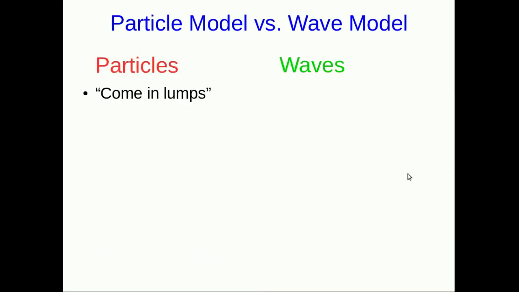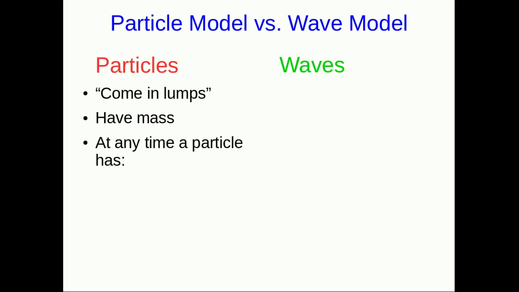Before we get into this, we should remind ourselves of these two models, and particularly the wave model, because it's been a little while since we've looked at it, and a reminder would be a good idea. So particles are things that come in lumps, right? They come one at a time, but you can't split them into smaller pieces. All the particles you're familiar with, electrons and protons and the like, have mass. But the real distinguishing feature of particles is that at any given time, a particle has a position, one position. It is somewhere in space, and it has velocity. And since it has mass and velocity, it also has momentum.